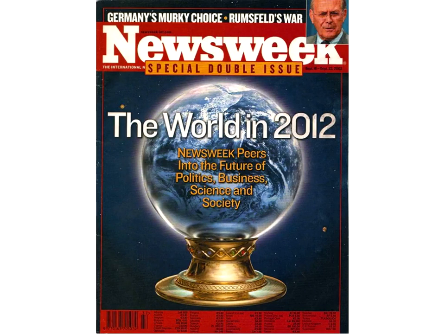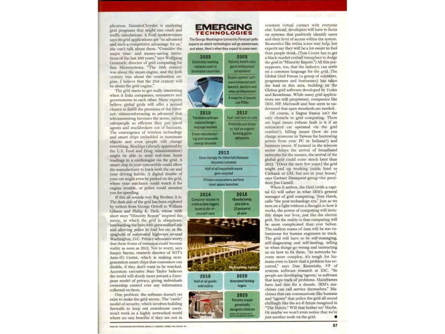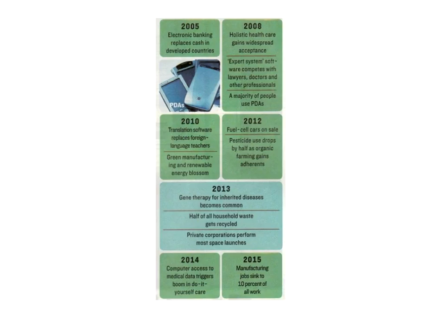I might have shown this to some of you before, you might have seen this. This is a magazine that came out in 2002. It was Newsweek 2002. And they predicted what life was going to be like in 2012, which for them was 10 years in the future. And I thought this was intriguing, and I kept it because of this. They talked about emerging technologies. Things like 2005, electronic banking replaces cash in developed countries.